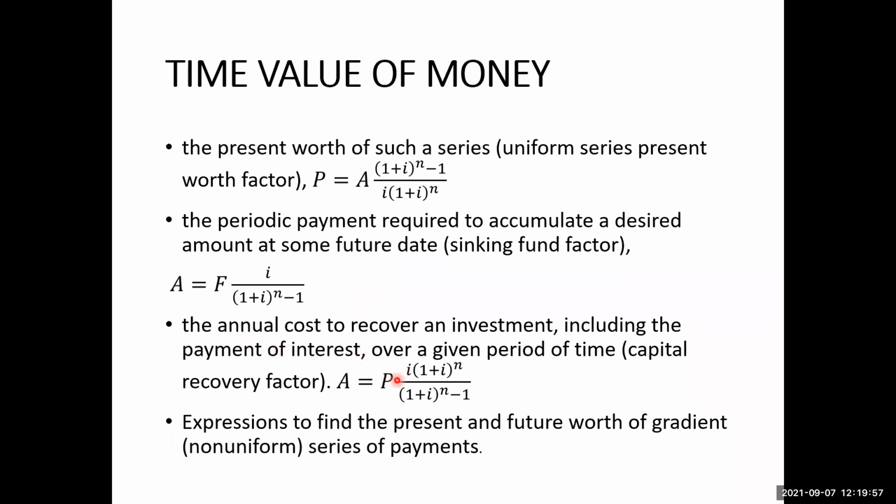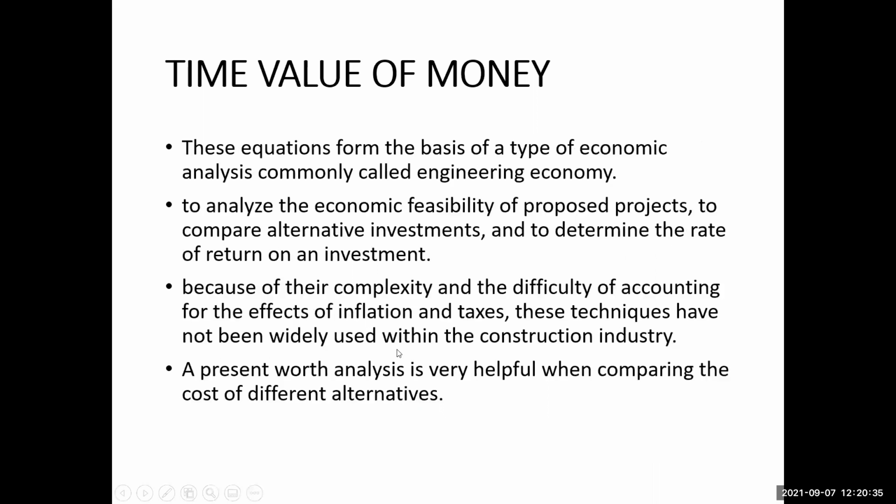That means the periodic payment required to accumulate a desired amount at some future time. What are the periodic payments we need now? Another one is the opposite of P is equal to A, where we have A is equal to P. This is the annual cost to recover an investment, including the payment of interest over a given period of time. This is called the capital recovery factor. These formulas are very conveniently included in Microsoft Excel. For example, let me open Microsoft Excel over here.